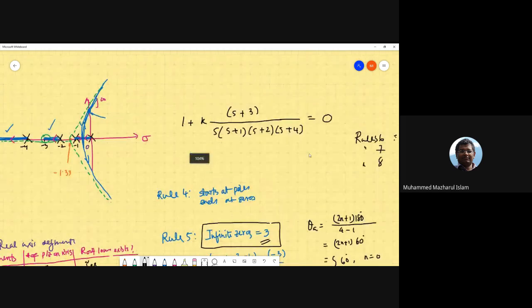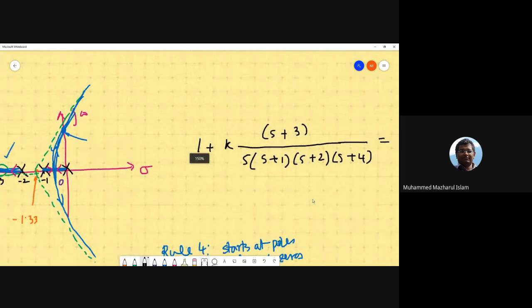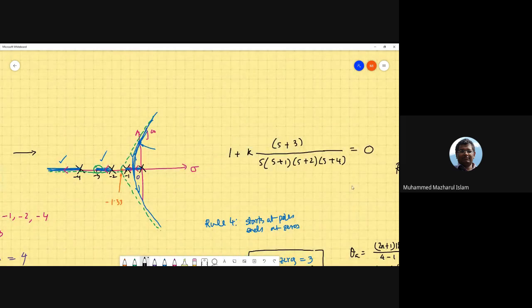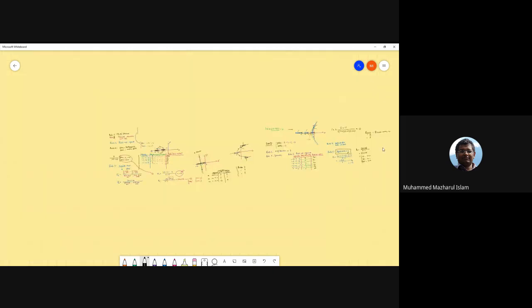I'll move a little bit to the right. Sorry. So let me get the focus back on.